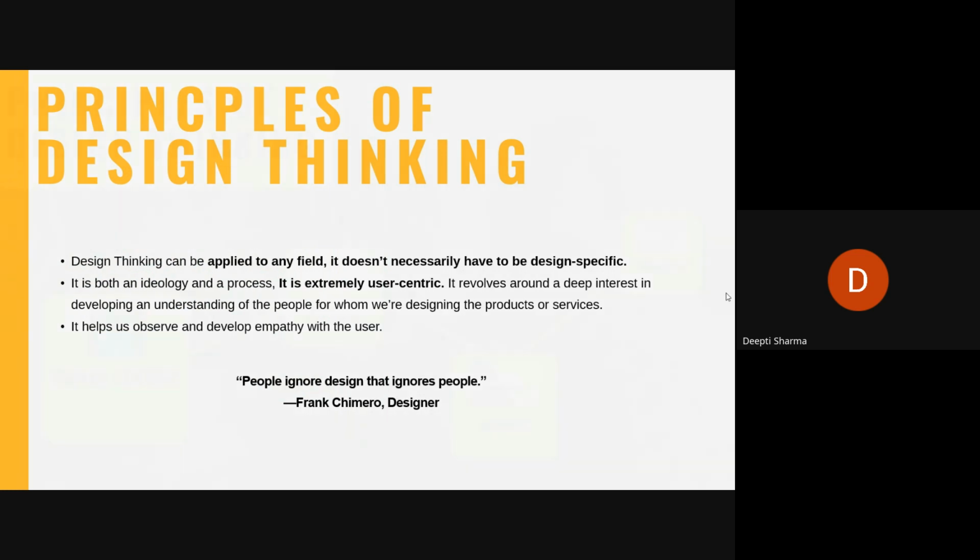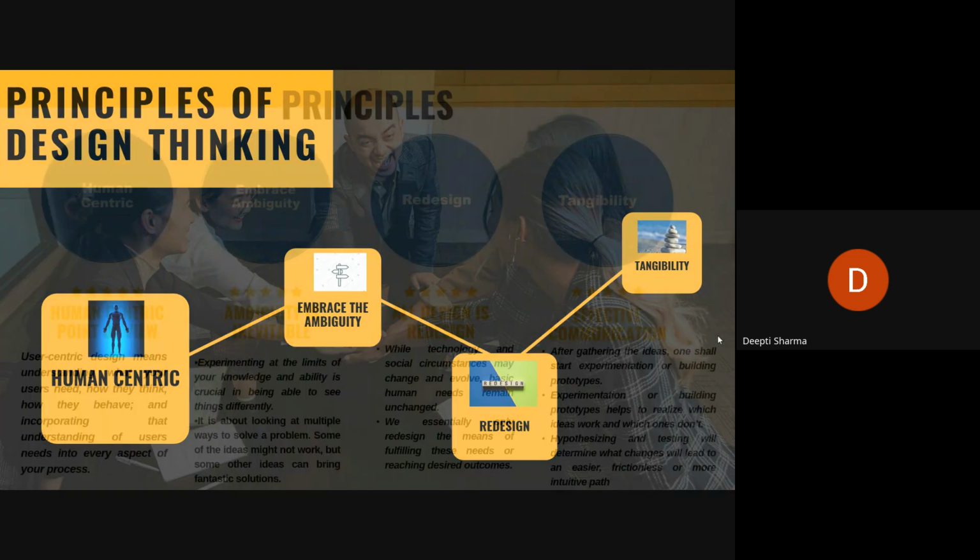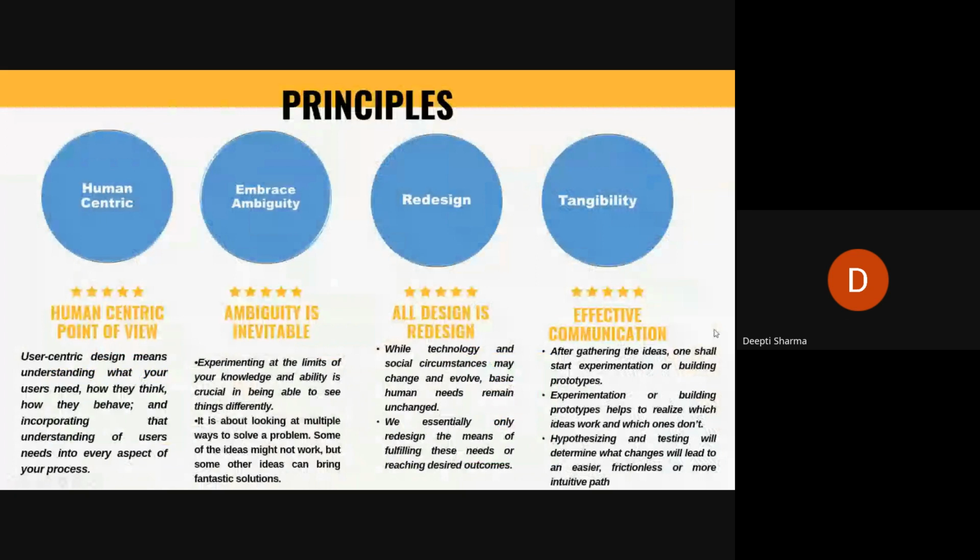Now, next thing is, in the principles of design thinking, we have four different principles. First is it should be human centric. It should embrace the ambiguity found in the implementation. We should always be ready to redesign the processes again and again, and tangibility should be there in design thinking processes. So let's go deeper into the principles of design thinking.